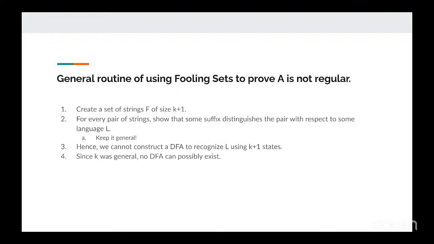I've given a general routine for fooling set proofs, right? You've probably seen this a couple of times. You saw this in the assignment as well, where I know I said infinite set, but you can think of it as a set of size k plus 1, keeping k arbitrary. So you create your set of strings, and then in that set of strings, for every possible pair, you come up with a distinguishing suffix that puts one word in the language and one word outside of the language, okay? And what that tells us is we cannot construct a DFA to recognize the language using k plus 1 states because all k plus 1 strings are distinguishable. And because we kept k general, no DFA can recognize it, no DFA can exist.